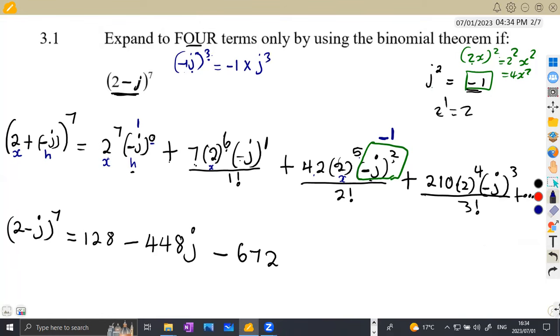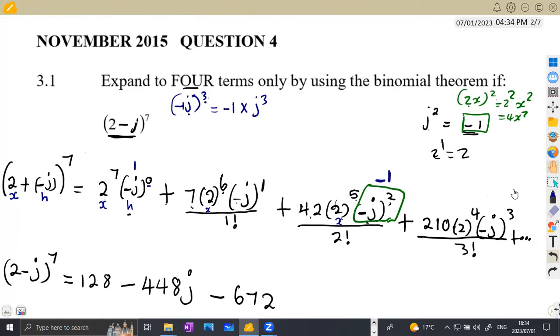So let us get back to our complex numbers. How do you simplify j to the exponent of 3? Remember, we want to write this in terms of j squared. So j to the exponent of 3 is the same as j times j squared. Our j squared is minus 1. So j times minus 1 gives us minus 1j, which is the same as minus j. So simplifying j to the exponent of 3, we obtain minus j.